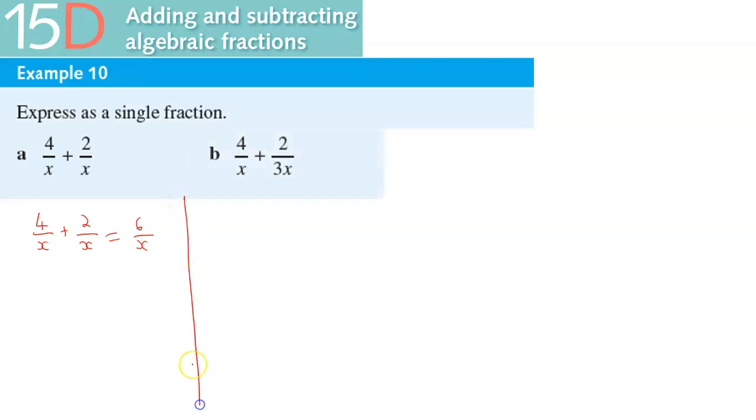In this question, I can see that my denominators are different. Now I could multiply them together to find a common multiple, or I could just notice that this is 3 times this. So I can just multiply my first fraction by 3 over 3. And then now I have a common denominator, I can add the numerators together and the denominator stays the same.